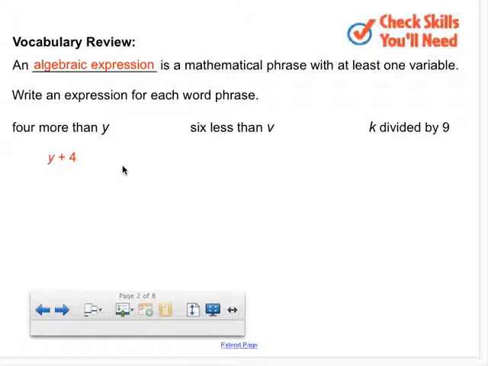That's not what it's saying. It's saying 4 more than y. Okay? So y plus 4. All right, so the next one, Jason, could you take your jacket off too, please? v minus 6. Excellent. Very good. 6 less than v is v minus 6.